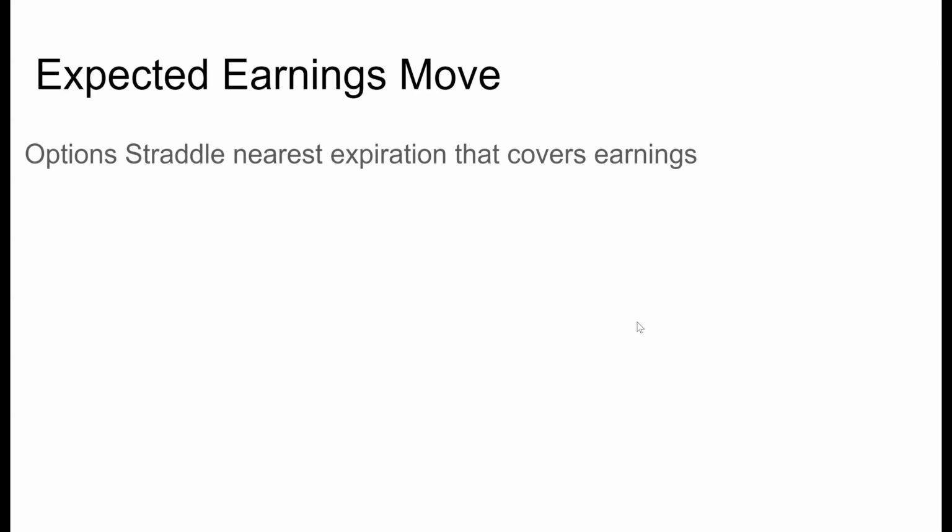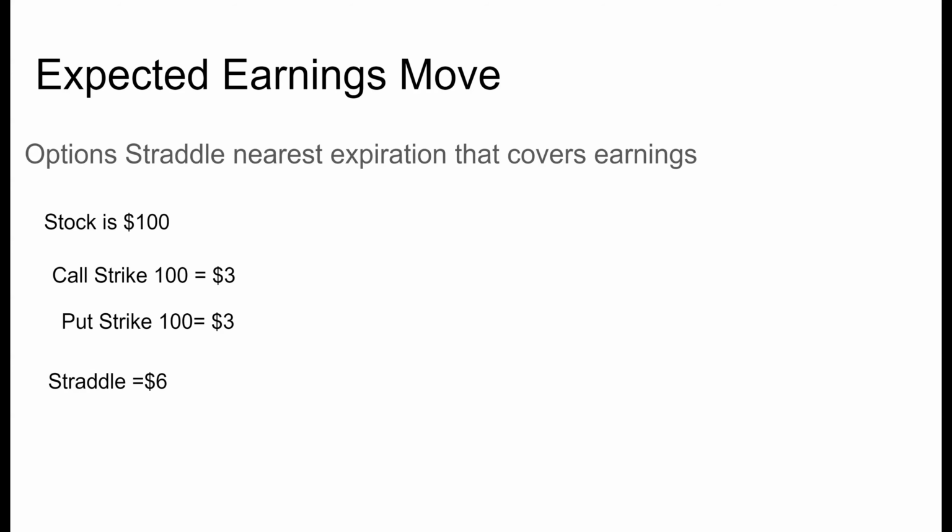Let's recap how to figure out the expected earnings move. First, we're going to find the option straddle that is the nearest expiration and that covers the earnings. Then we're going to look at the stock price to find the at the money straddle. Let's assume that the call is $3 for the 100 strike. Let's assume that the put is also $3 for the 100 strike. So in total, we're paying $6 for that straddle. And if we sell it, we're receiving $6 for that straddle. So what is the expected move? We take $6 divided by the $100 stock price, and the expected move is up or down 6%.